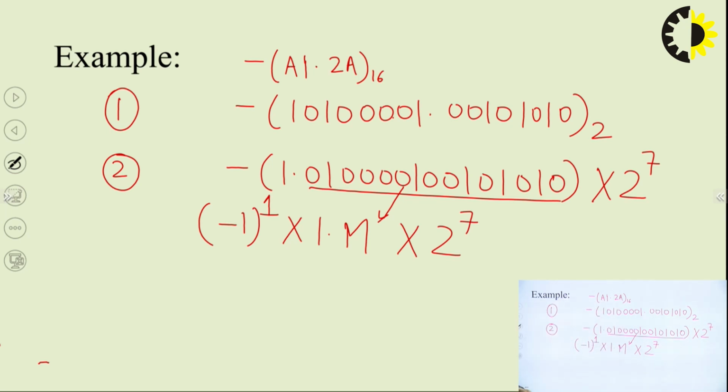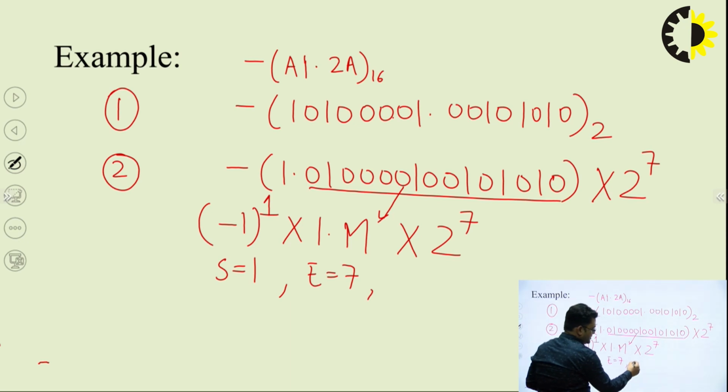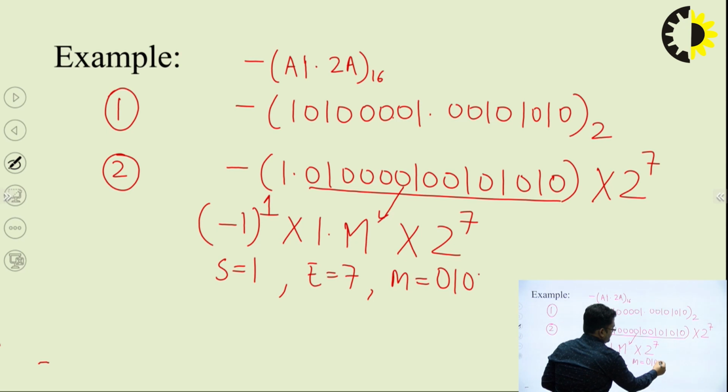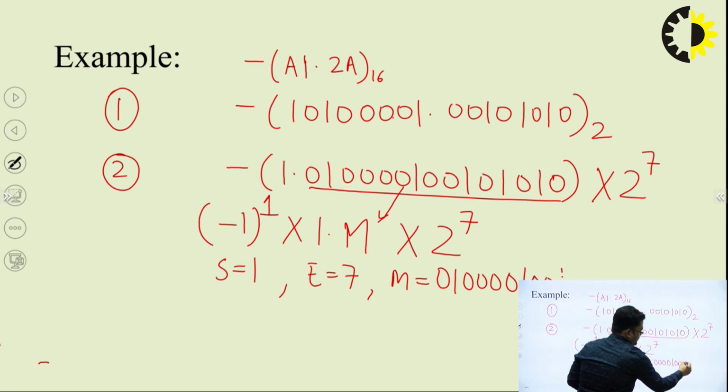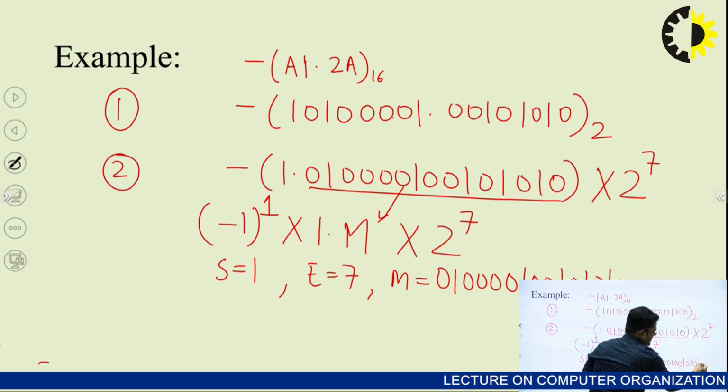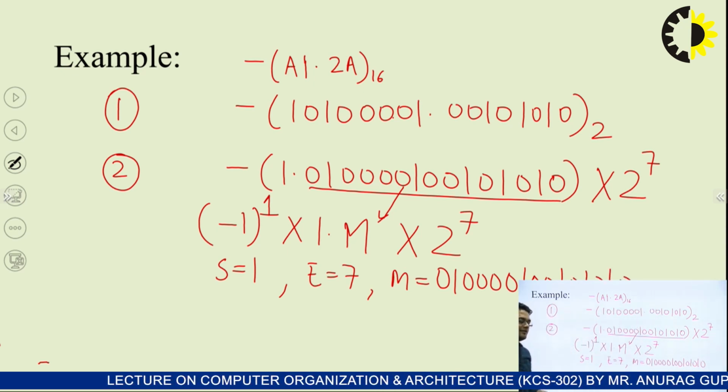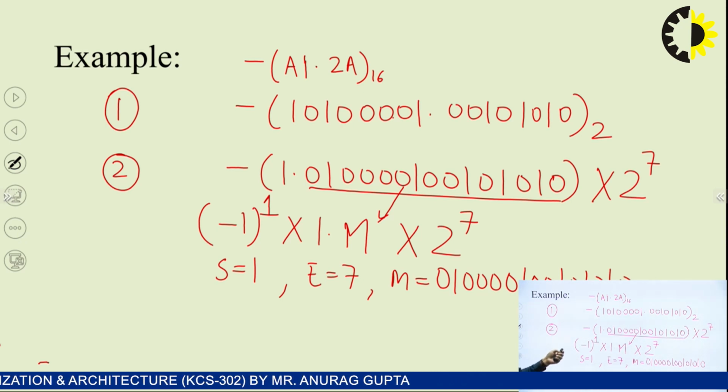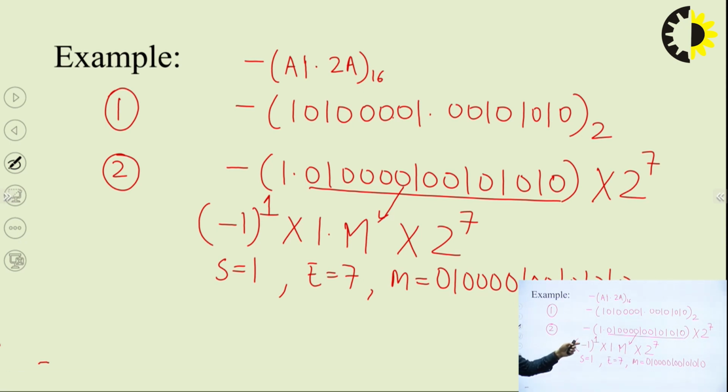So this is a format from which we can easily understand that s is 1, e is 7, correct, and m is 0100 1010 1010. This is a long mantissa we have. So this is my step number 2. I have normalized my number.